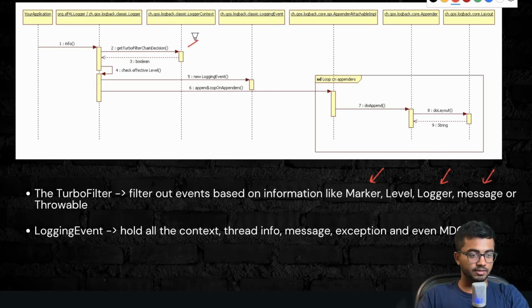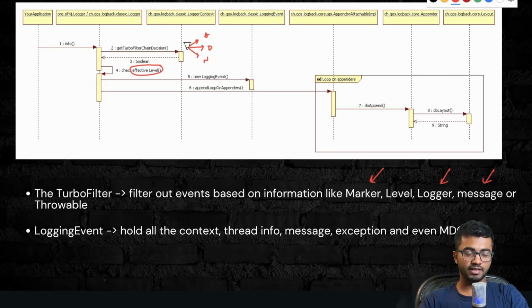So this returns three states. One is accept, one is deny, one is neutral. If it is accepted, it just moves to the next step. If it is denied, it's dropped there. And if it is neutral, then it is basically okay to move on to the next state. The next state in this case is the check effective level. This is kind of the same thing happening in the same place, but let's break it down for a little bit more clarity.